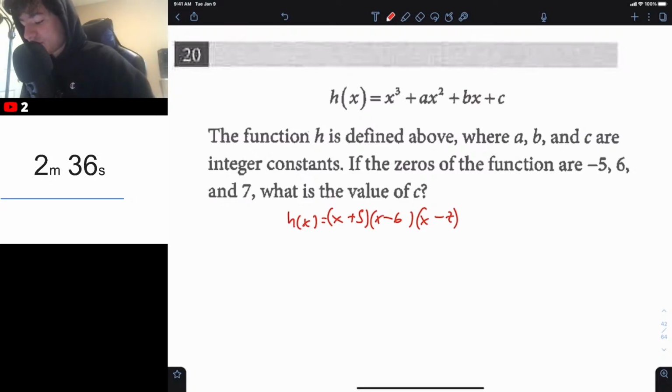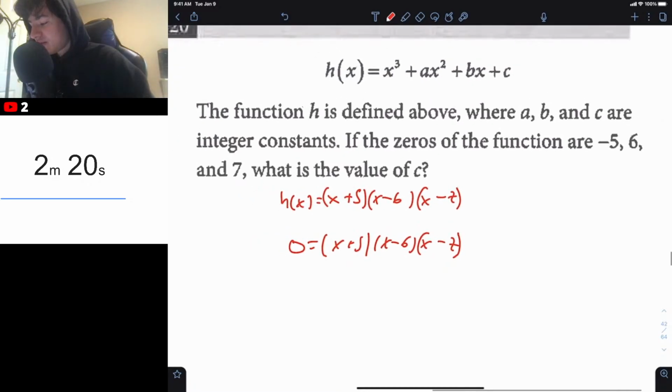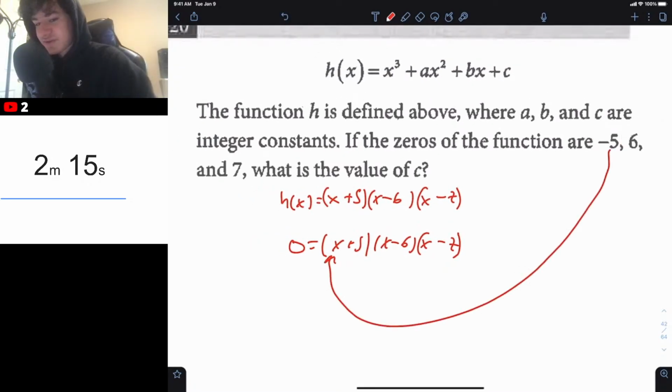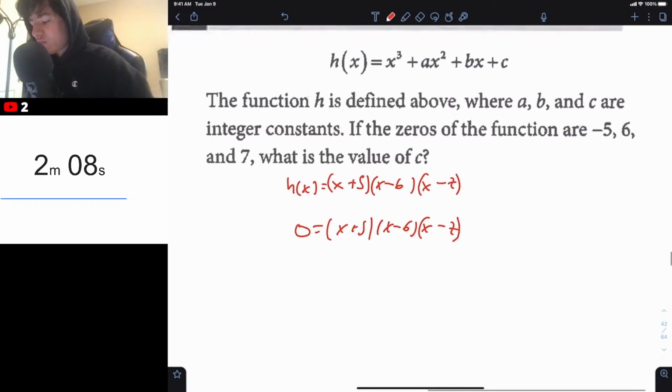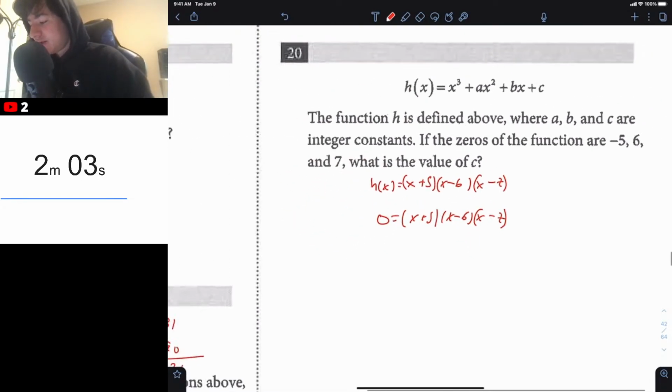Now if I set this equal to 0, because 0 is equal to x plus 5, x minus 6, x minus 7, the reason I'm setting it equal to 0 is to show you that the reason these guys are your zeros is because if you plug them in, if we plug in negative 5, it's going to go here, negative 5 plus 5 is 0. It's going to make this whole thing 0. Same for 6 and same for 7. So we can write it out in factored form like this, and then I'm actually just going to multiply, and we're going to see what I get because I need to find out what c is.